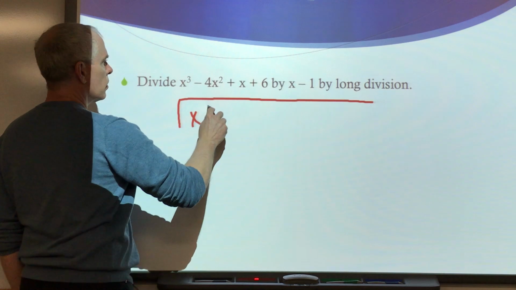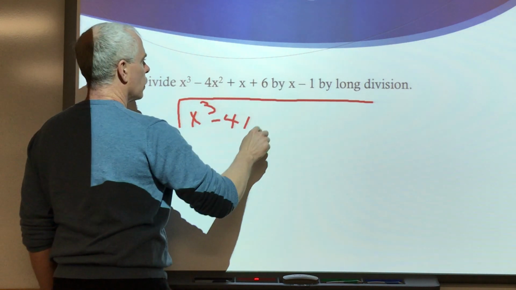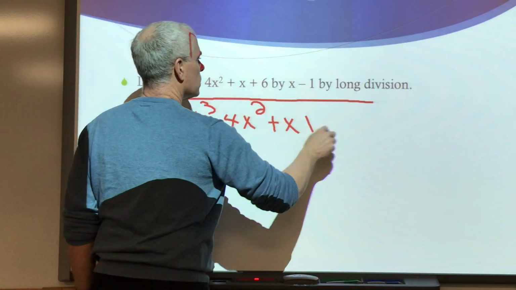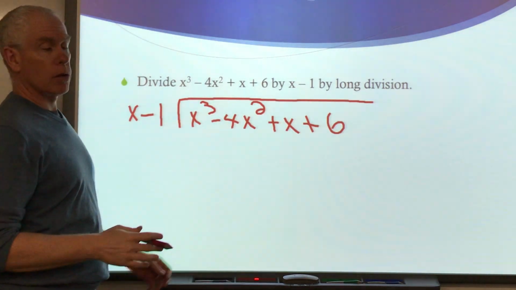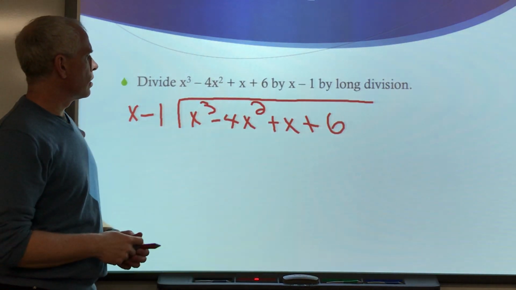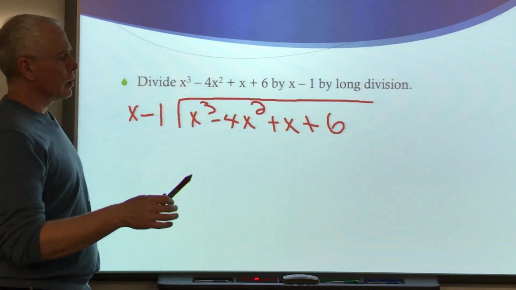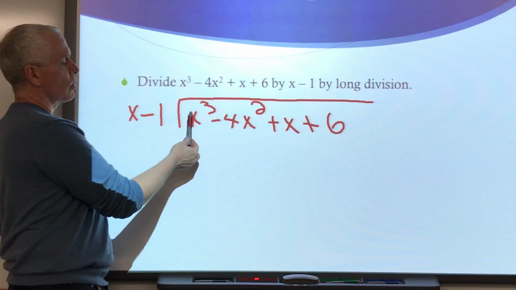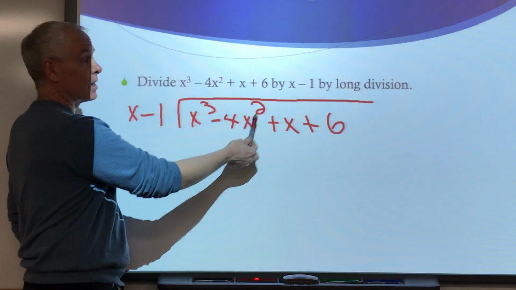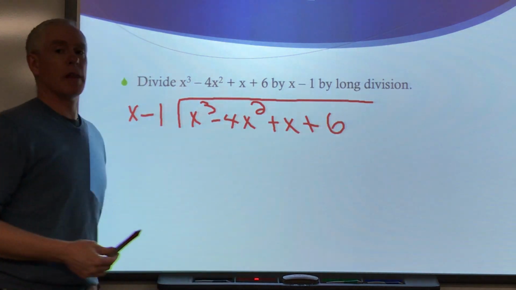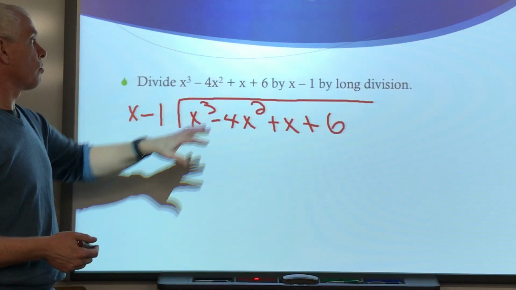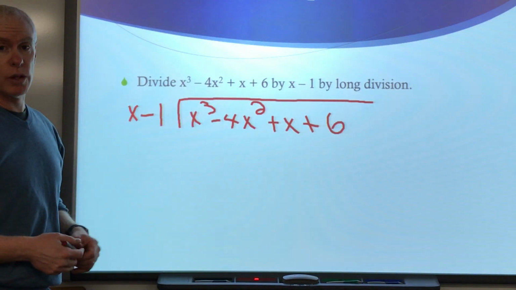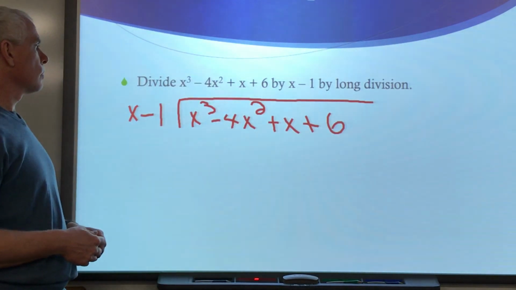Okay, so x cubed minus 4x squared plus x plus 6. We're going to divide it by x minus 1. Now, one thing to remember inside of the division symbol here, we have to have every power represented. So if you have x to the third, you need an x to the second term, an x to the first term, and then a constant term. If there isn't one in the original, you need to put a placeholder. So for instance, if there wasn't a 4x squared, you'd put 0x squared in there, okay?